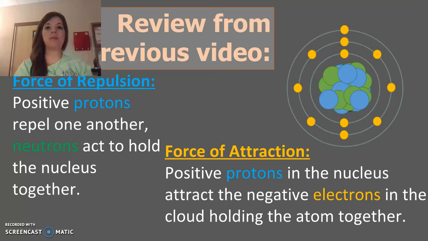Then you have a force of attraction. This comes from items that have opposite charges. In this case, you have protons with your positive charge, electrons with your negative charge. They will actually attract towards each other, and this is how the electrons are typically held in the electron cloud because of the attraction to the protons.